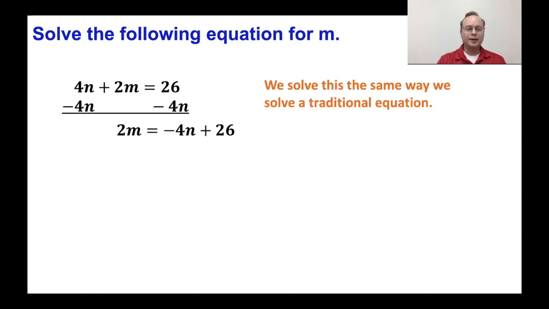We've got 2m is equal to negative 4n plus 26, right? I couldn't combine those two, so I just leave them alone. That's as much as I can do. Now, the goal of this is still to get the m all by itself.